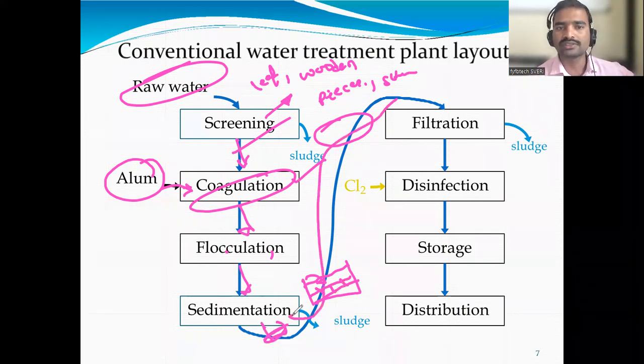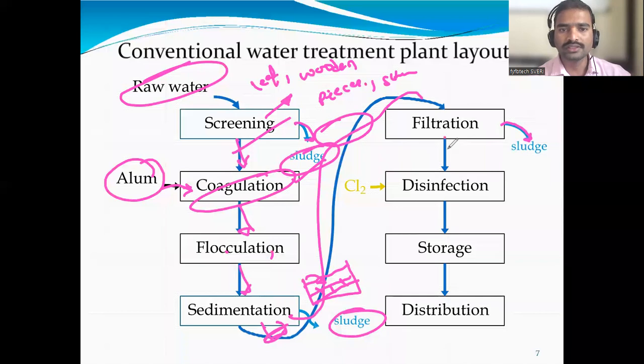From the sedimentation, it is taken to the filtration. Here again the water is filtered. Whatever suspended particles are there will be removed by the filtration. The waste generated from the filtration is called sludge. The waste generated at the sedimentation is also called sludge, and the waste generated at the screening is also called sludge. Is it clear? Sludge means its water content is very low and its solid content is very high.